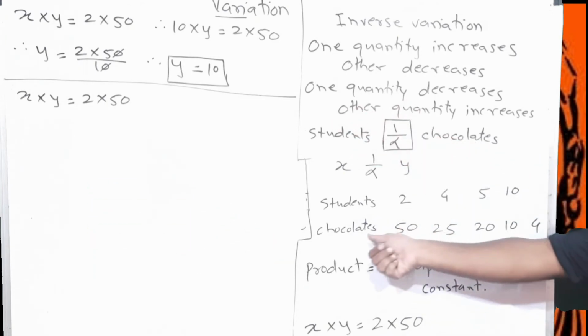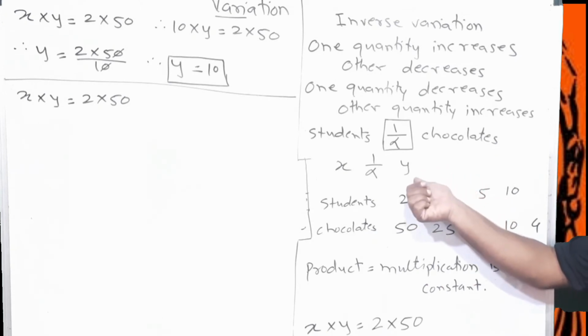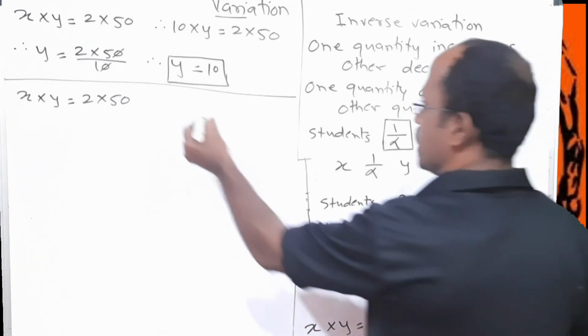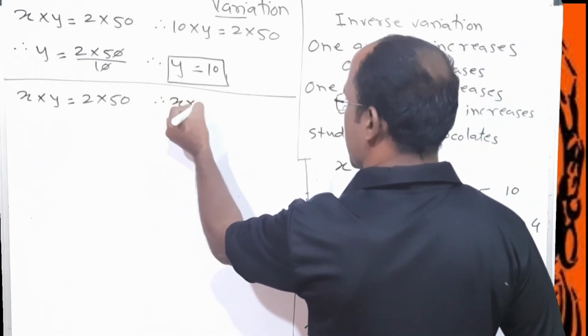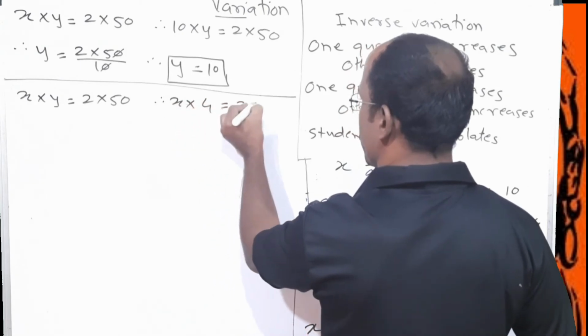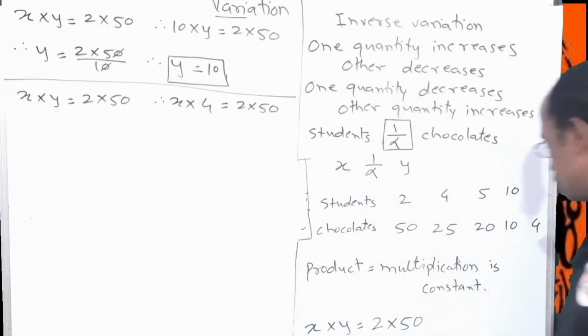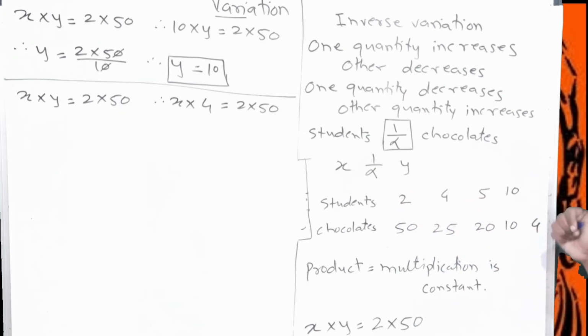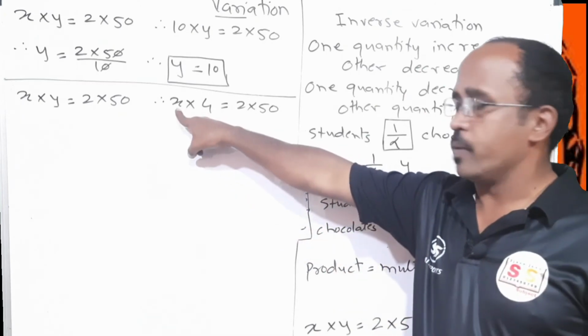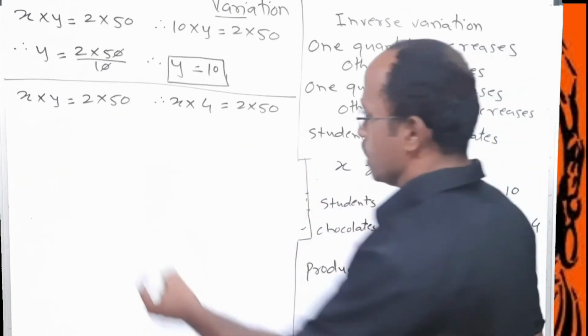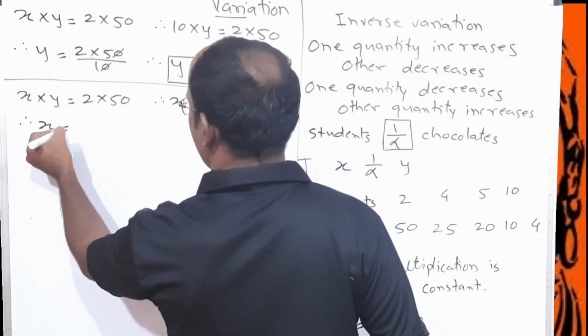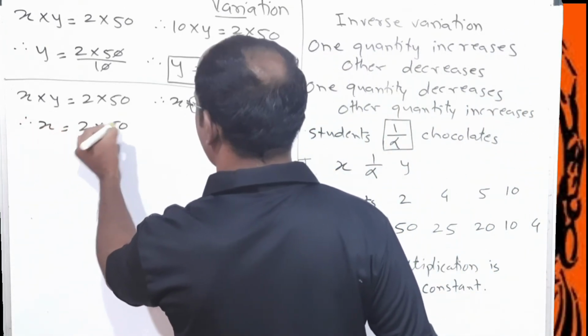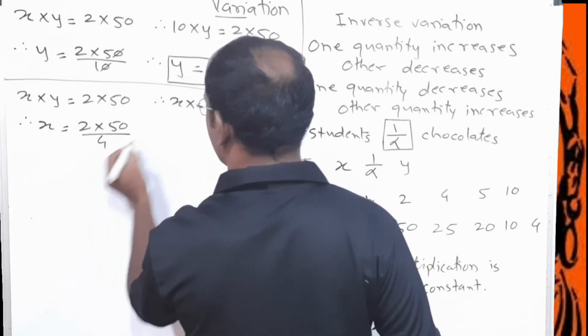What number is given? Chocolates. Chocolates we have considered as y. Therefore we can say x multiplied by 4 is equal to 2 into 50. In place of chocolates, meaning in place of y, I will write this 4. Now to find the value of x, this 4 will change the side. Therefore x is equal to 2 into 50 upon 4.